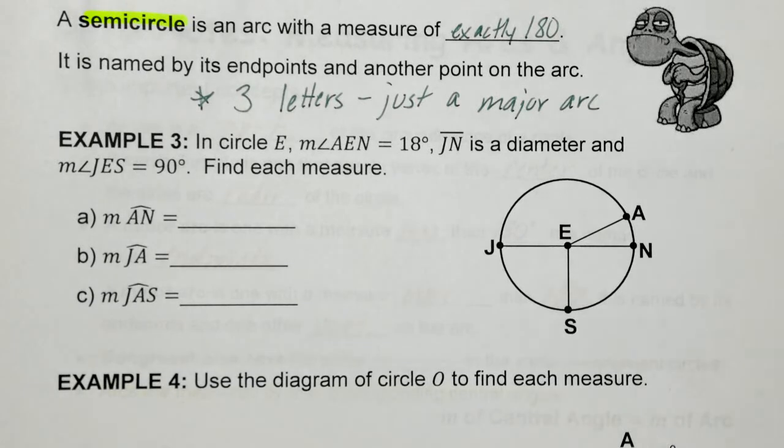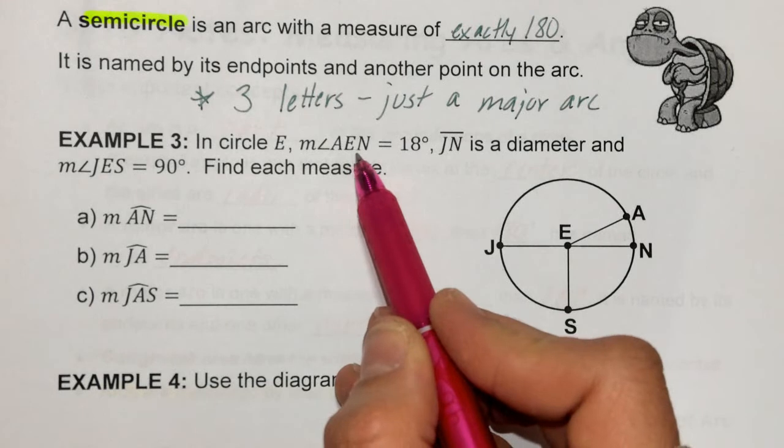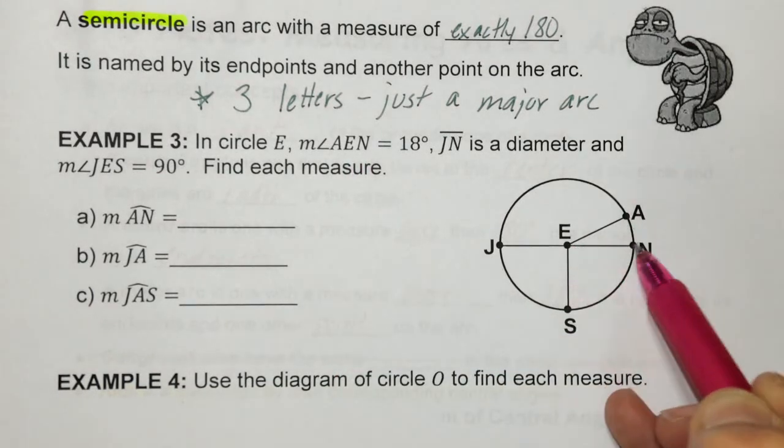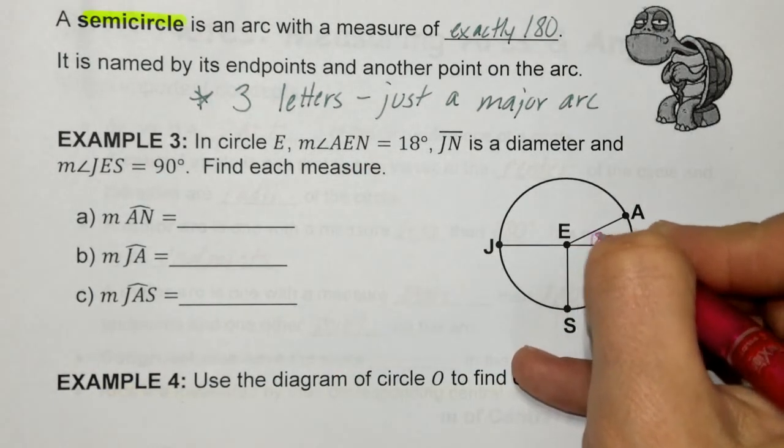So let's go ahead and take a look at what we have here in this diagram. In circle E, we have the measure of angle AEN. So from A to E to N, right here is 18 degrees.